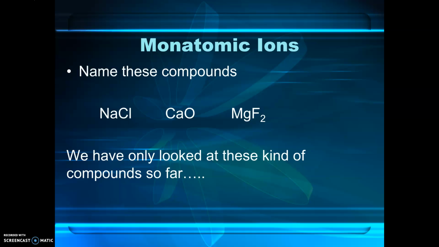These are from yesterday. So here we have NaCl. And NaCl, okay, this is your metal, and this is your non-metal. That's how I can tell it's ionic. So I have to do the rule. You name the metal first, then the non-metal, and I have to change the ending to IDE.